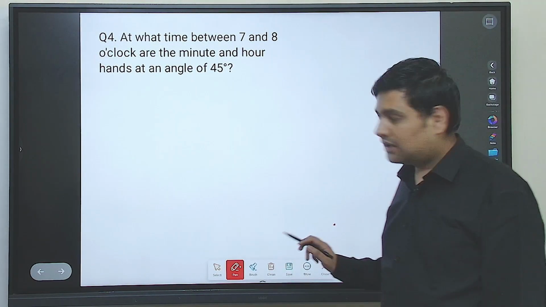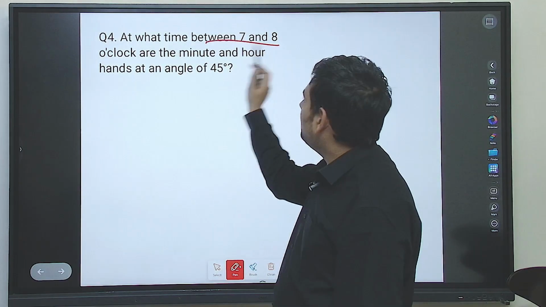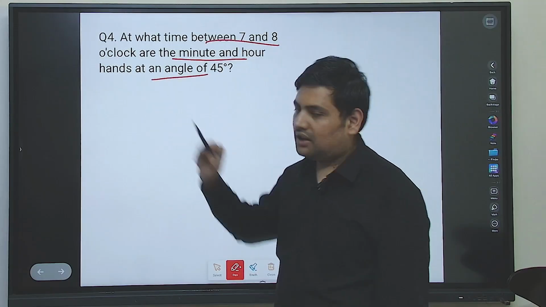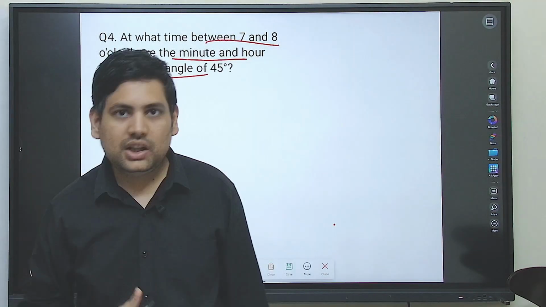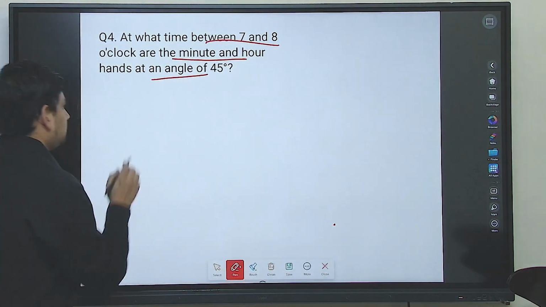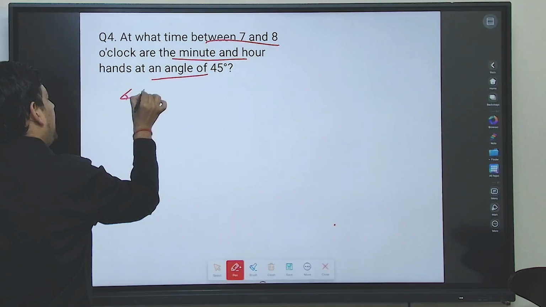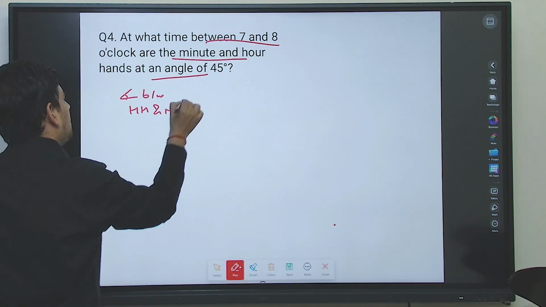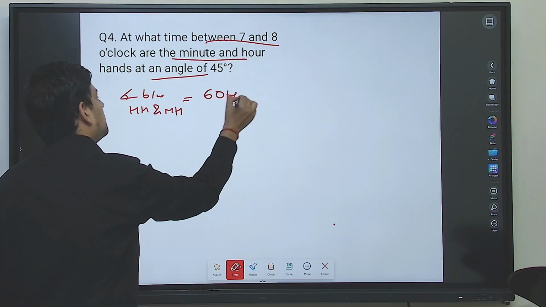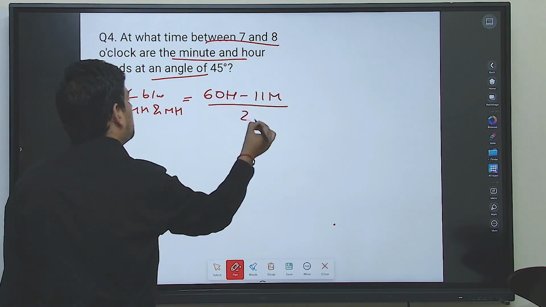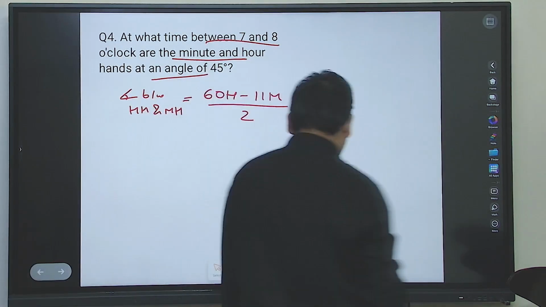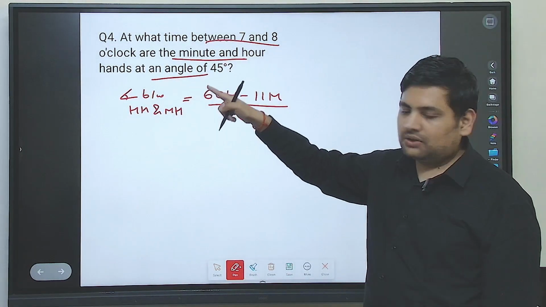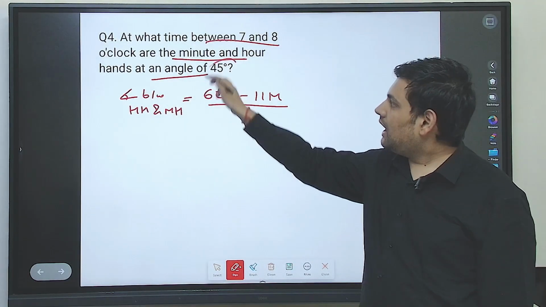It says: at what time between 7 and 8 are the minute and hour hands of a clock at 45 degrees? Now see, the formula you remember: the angle between the hour hand and the minute hand is equal to 60h minus 11m by 2. It says at what time between 7 and 8 o'clock are the minute hand and hour hand at 45 degrees.